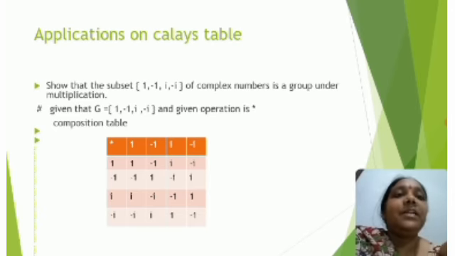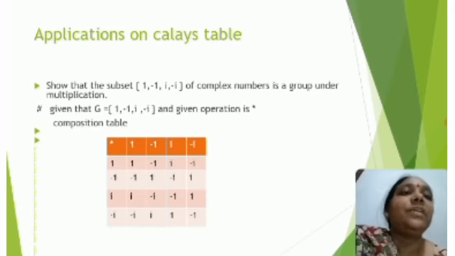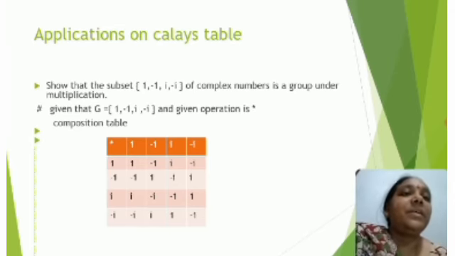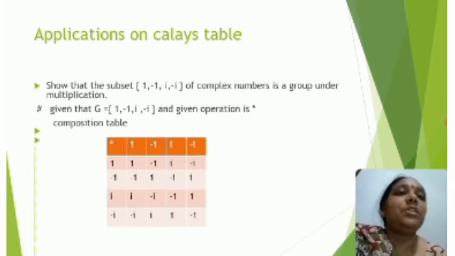Here what are the elements in the set? 1, minus 1, i, minus i. In the table also, if I check, the elements are 1, minus 1, i, minus i. So all the elements in the table are elements of the given set, so it satisfies the closure property. The first property, closure property, is nothing but: if all the elements of the table are elements of the given set, then we can say the set satisfies the closure property. Here it is satisfying closure property, so G satisfies closure property.